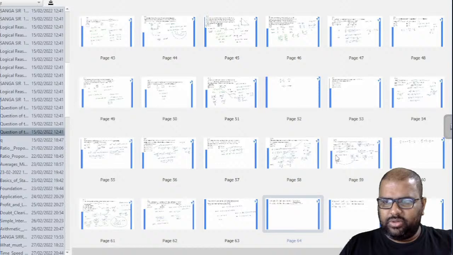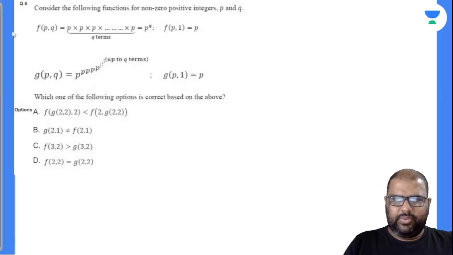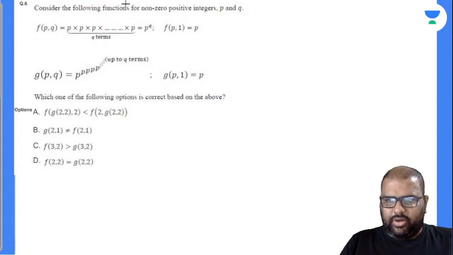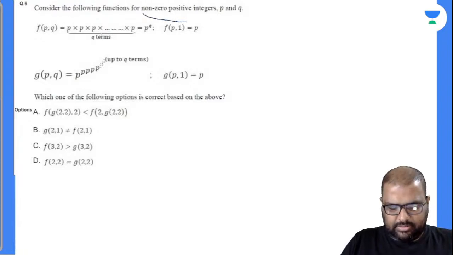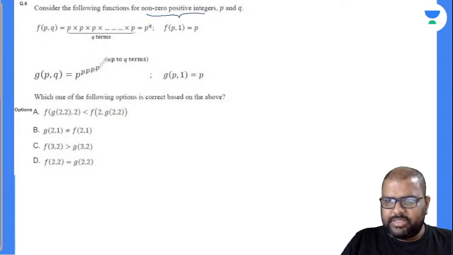So this is the question asked. Before that, I will go to one more question. This is the question which was asked in your 2022 GATE examination. I will solve this question. The next question you will be solving. Consider the following functions for non-zero positive integers, it seems. F of 4 is 14, yes. Okay, fine. For non-zero positive integers, because it must not be 0.